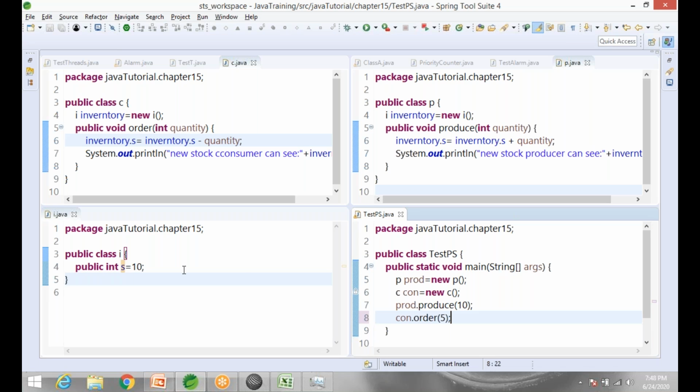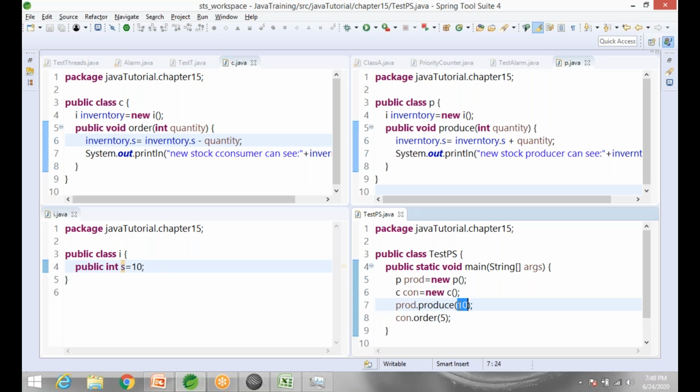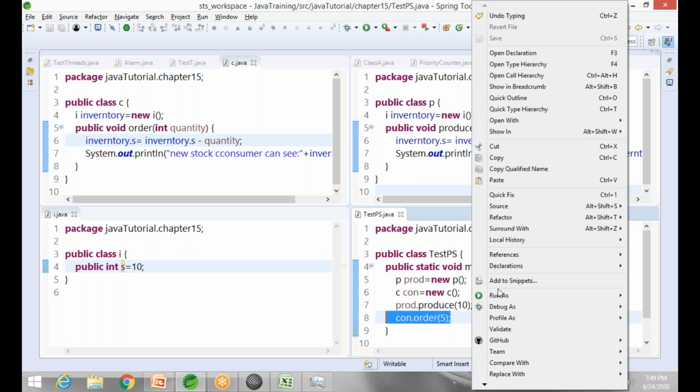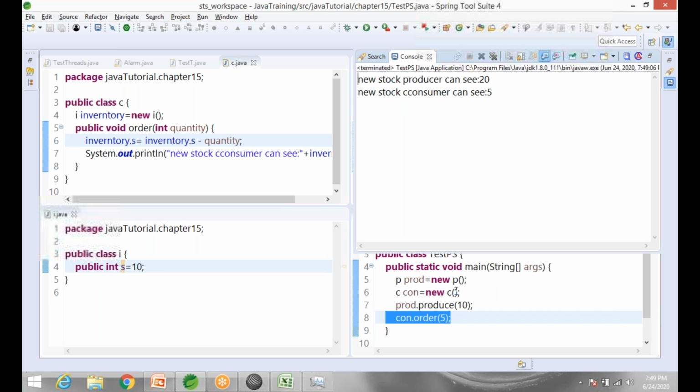(5). So the default stock is 10. Producer produces another 10. What will be the new stock? 20. Consumer orders 5. What will be the new stock? 15. So ideally, producer should see 20, and consumer, when they consume 5, should see 15. Did consumer see it as 15? No. It didn't.